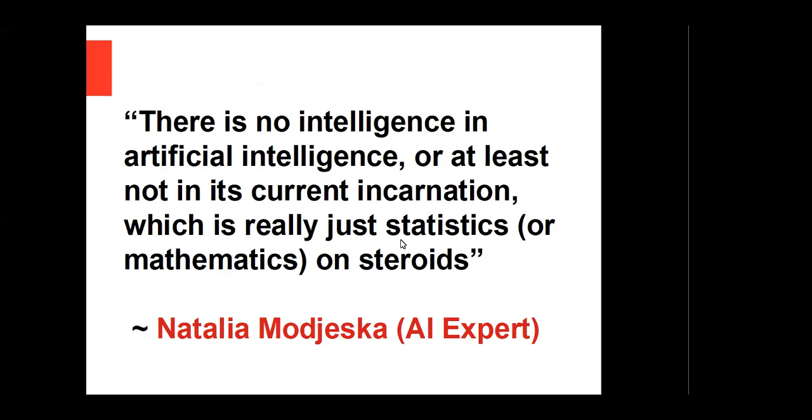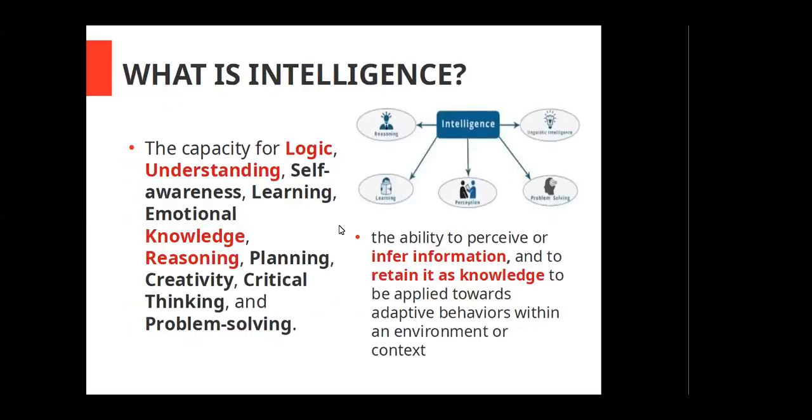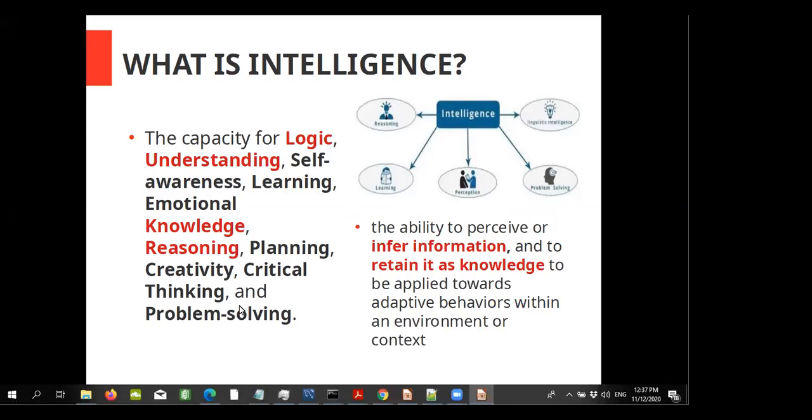Okay, I'm going to start with this word by an AI expert, which says there is no intelligence in artificial intelligence, or at least not in its current incarnation, which is really just statistics or mathematics on steroids. This person is making a point about intelligence. So let's dive into what intelligence is, since we are all in the AI space. Intelligence is the capacity for logic, understanding, self-awareness, learning, emotional knowledge, reasoning, planning, creativity, critical thinking, and problem solving. That's intelligence. So the question is, are we doing things on intelligence in our AI activities? Because if it's not intelligence, then it's not AI.